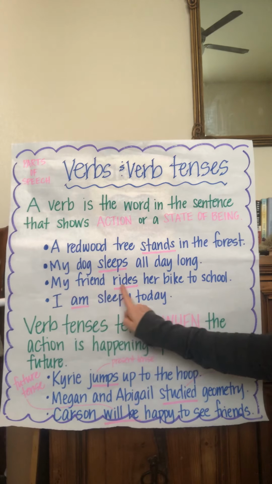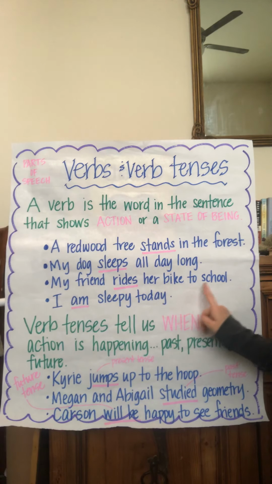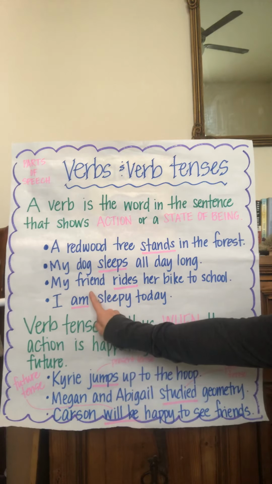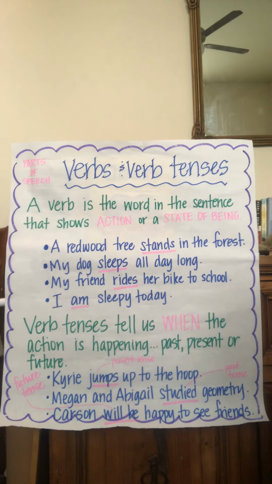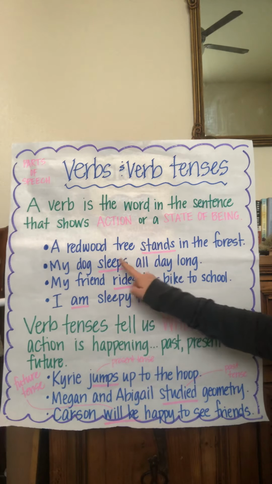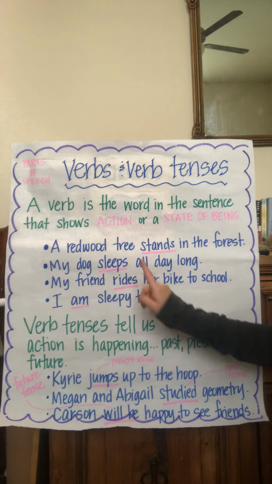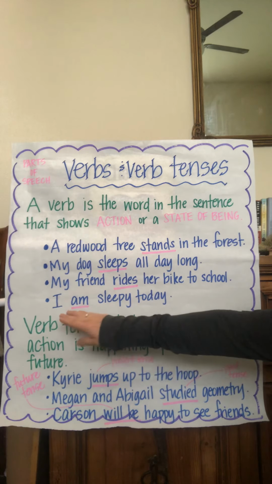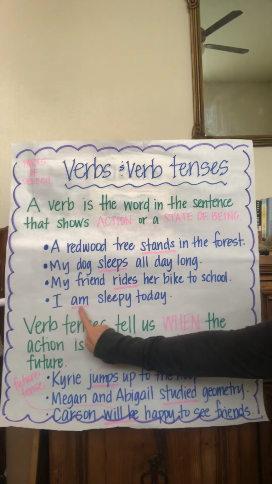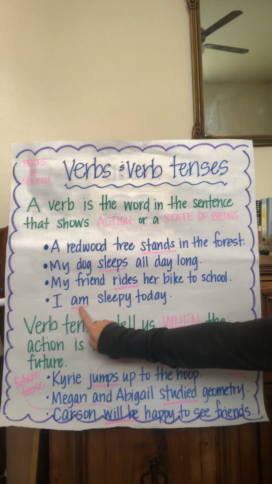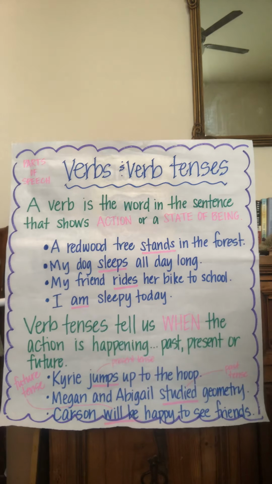My friend rides her bike to school. Friend is the noun. What is the noun doing? She rides her bike to school. These are all kind of action words: standing, sleeping, riding. This example tells us about state of being. I am sleepy today. Am is a form of the word to be, and it tells about our state of being. That's also considered a verb.